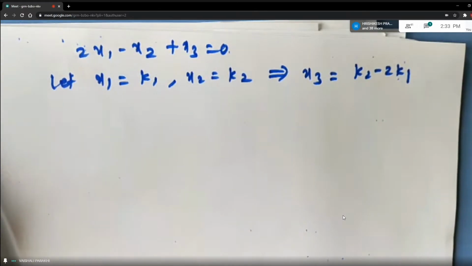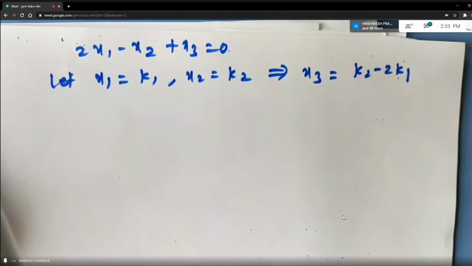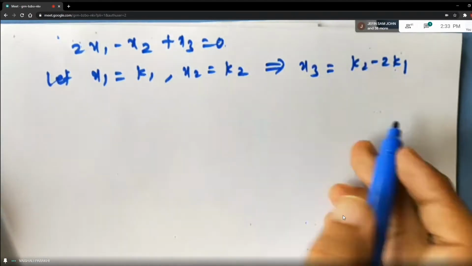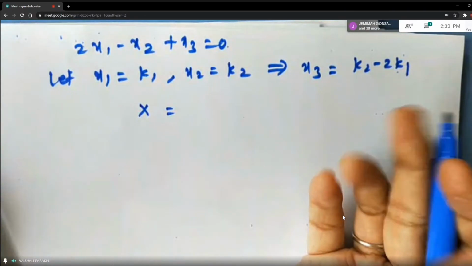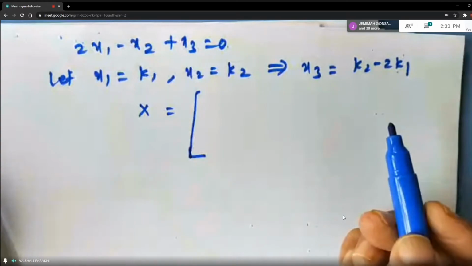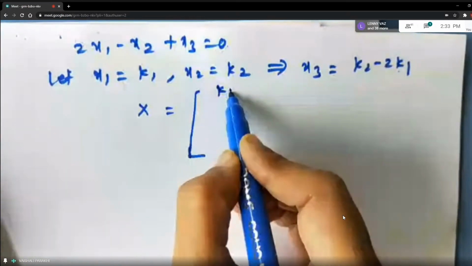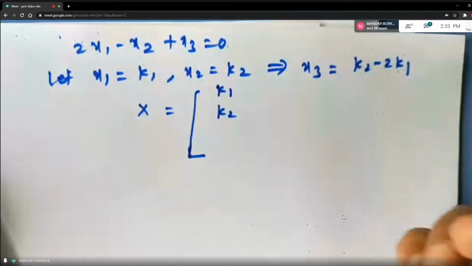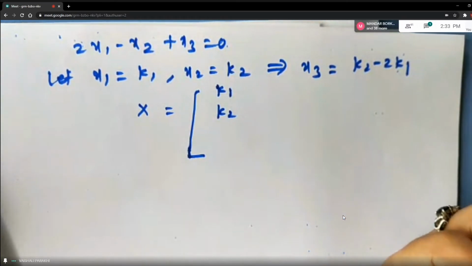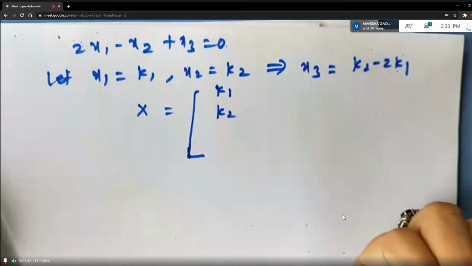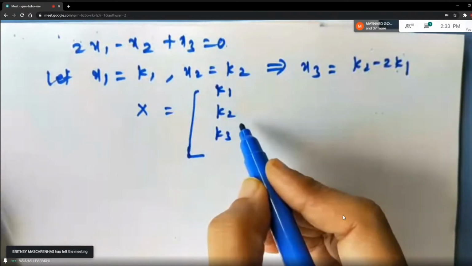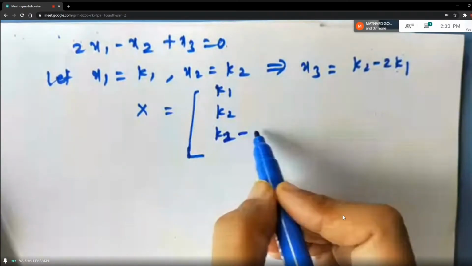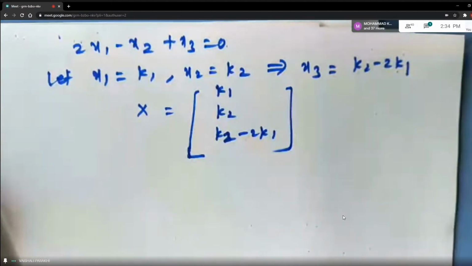Any doubt, you can ask me. So what is your eigenvector? How will it look? I am not writing x1, x2 and all, just x, because this is the general eigenvector. x1 is k1, x2 is k2. Because basically what happens, students? x1, x2, x3, which you take in the matrix equation, that itself is your eigenvector for that particular lambda. Okay, so k1, k2, k3, and k3 is what here? k2 minus 2k1. So this is your general eigenvector.